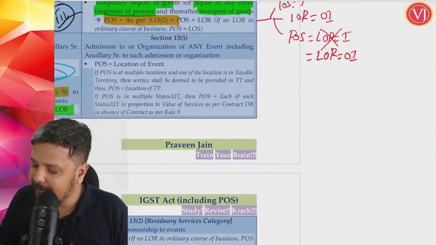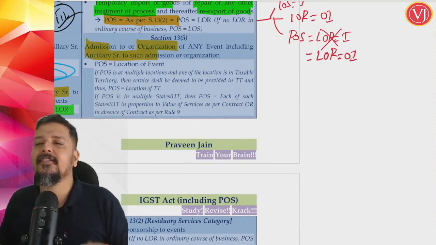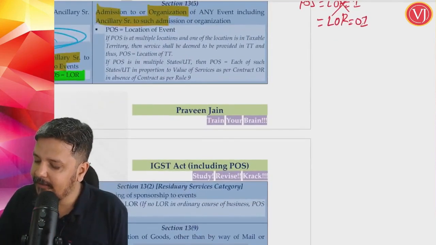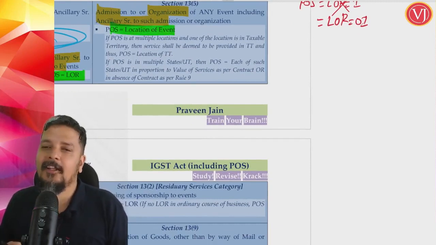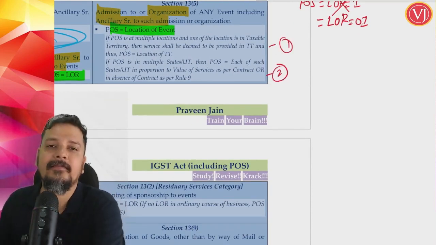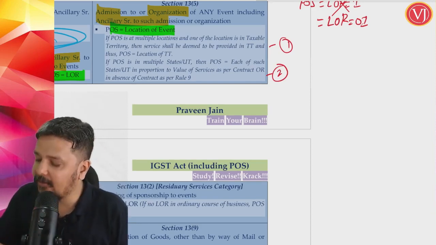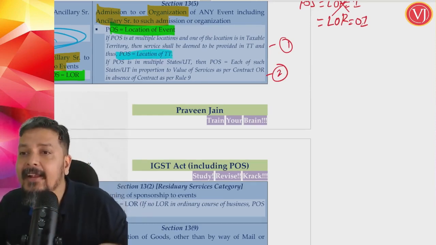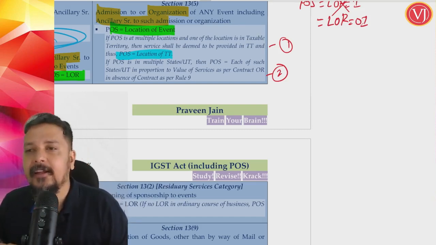Why? Now they tell that whether it is admission or organization or ancillary services, they make things very, very simple. And they tell that we will go with location of event. But the moment they make it simple, they are very clear with one point. What is that point? If you get multiple answers and part of the answer is in India and part of the answer is outside India, we'll focus on only location in taxable territory. We'll ignore in totality whatever happened outside India.